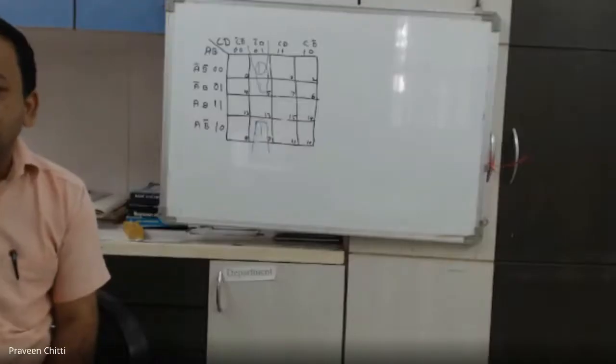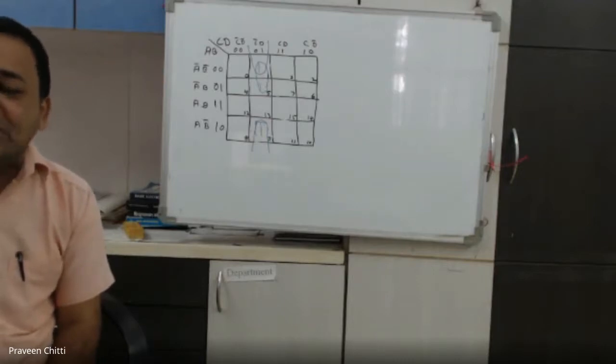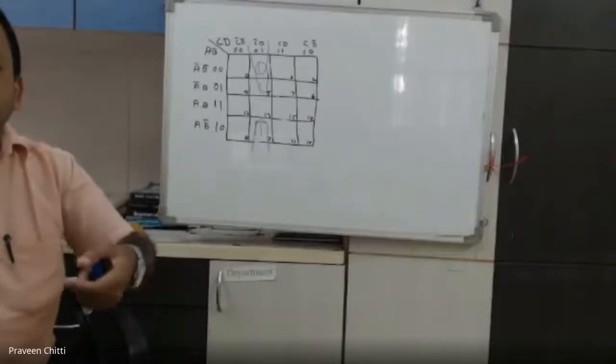But when you are doing overlapping, you should see that one entire smaller group should not be covered in a bigger group. That is not allowed. If you are covering it in the bigger group, then why do you need to form the smaller group?